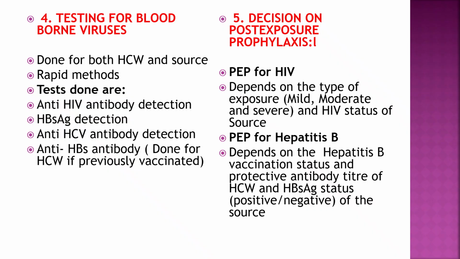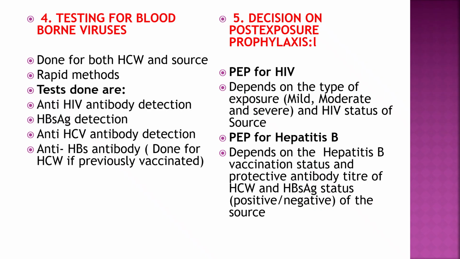Then fourth is testing for bloodborne viruses. It is done for both the healthcare worker and the patient, that is the source. It should be done by rapid methods. The tests done are anti-HIV antibody detection, usually by tri-dot method, then hepatitis B antigen detection test, then anti-HCV antibody detection. Anti-HBs antibody is done for the healthcare worker if previously vaccinated.